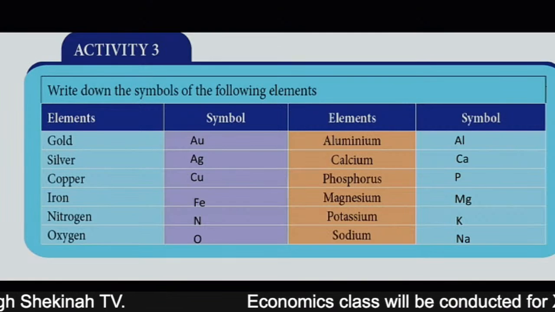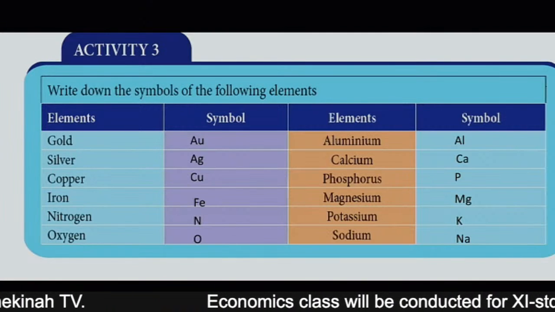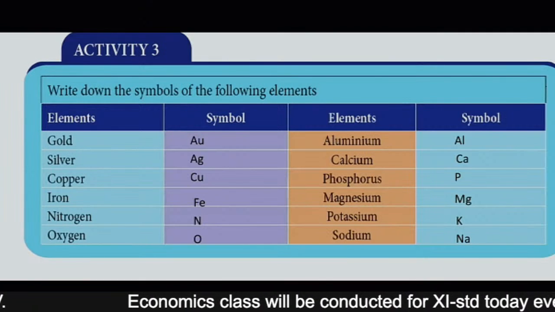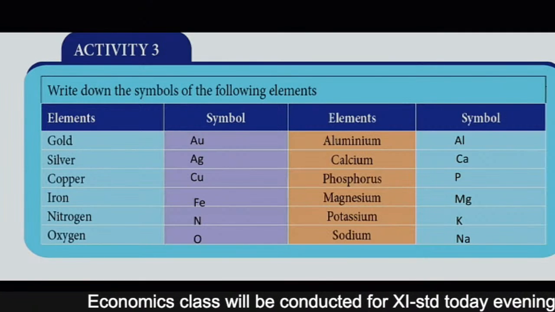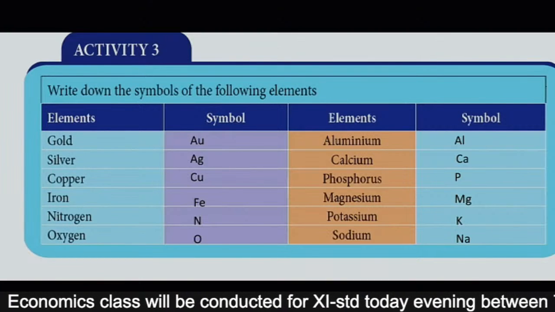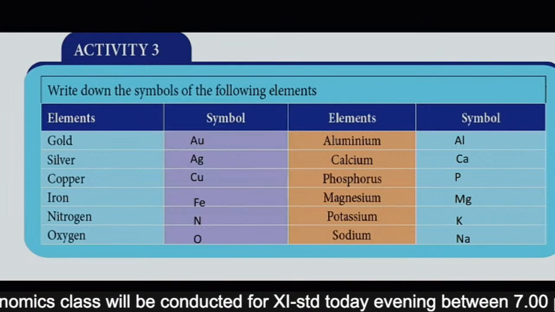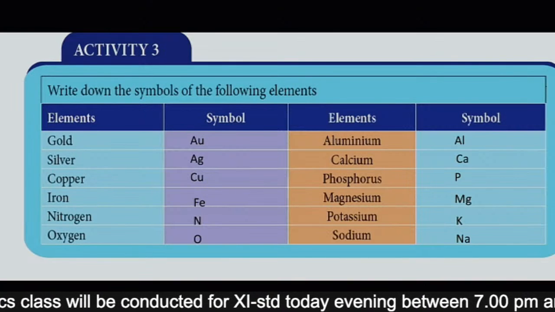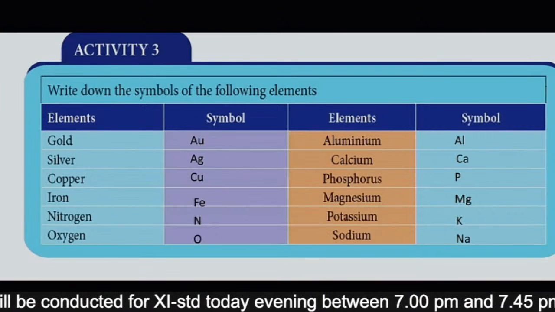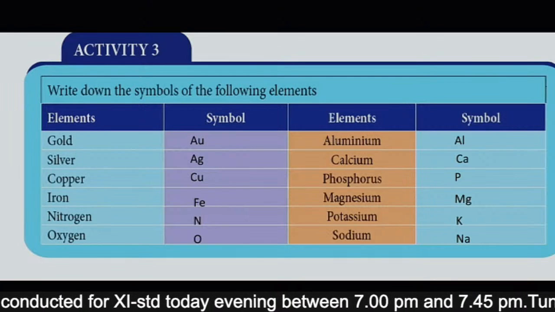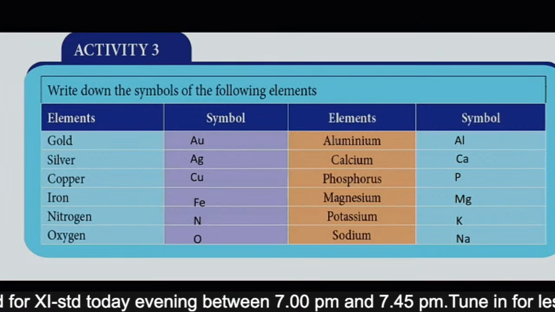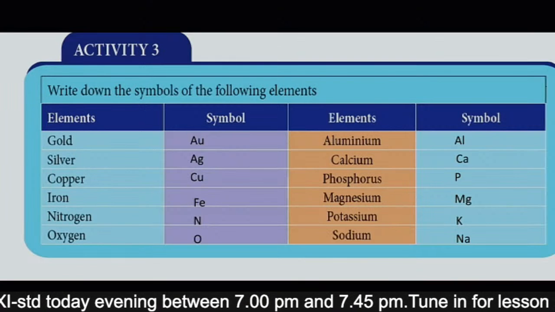Next one is nitrogen. Nitrogen is denoted as capital letter N. Next one is oxygen. The symbol of oxygen is capital letter O. Next one is aluminium. Aluminium is denoted capital A and small letter l. Okay? They have used two letters. Am I right?